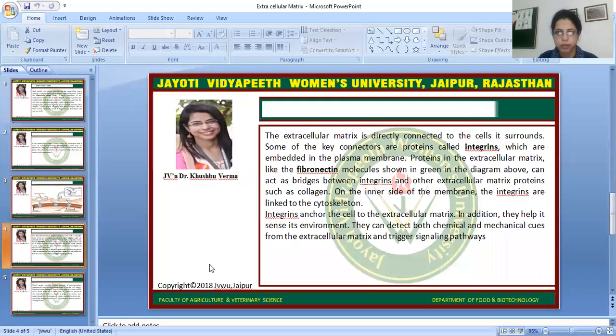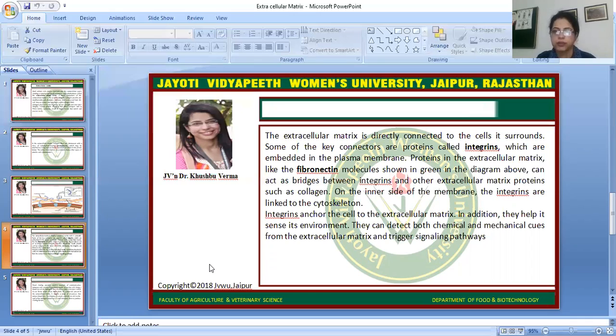The extracellular matrix is directly connected to the cells. It surrounds them. Some of the key connectors are proteins called integrins, which are embedded in the plasma membrane. Proteins in the extracellular matrix, like fibronectin molecules shown in green color in the diagram, can act as bridges between integrin and other extracellular matrix proteins such as collagen.